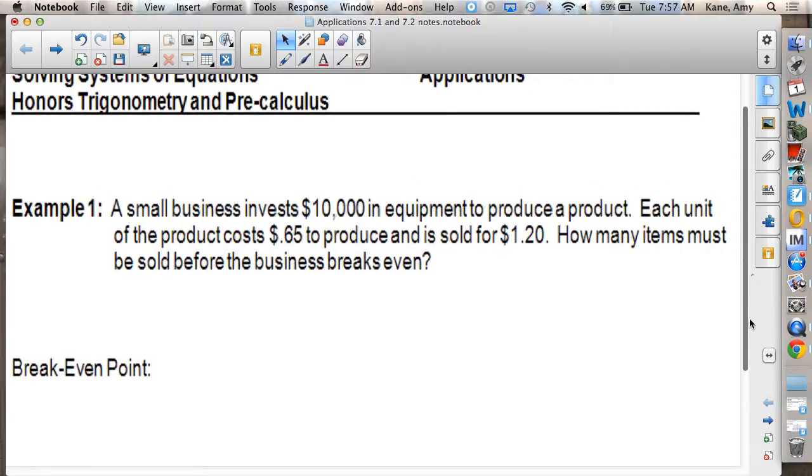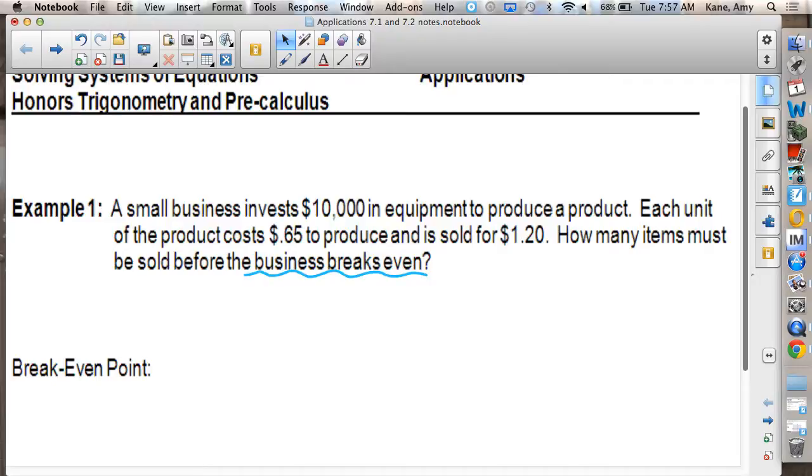How many items must be sold in order for the business to break even? So I don't want to know when I would make a profit, because there is a difference between a profit equation and a break-even equation. We want to know when the company would break even. What does it mean if we're finding when the company breaks even, or the break-even point of a company?